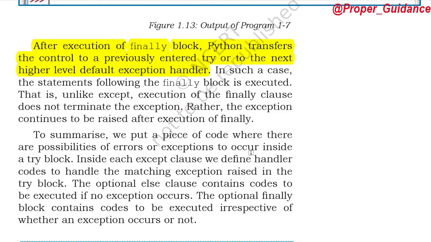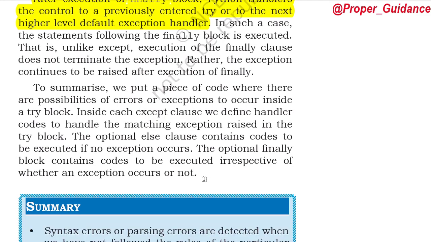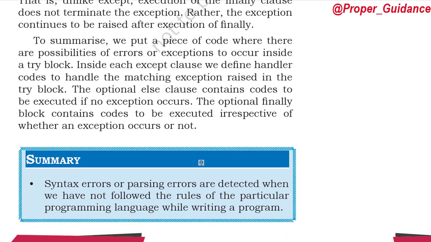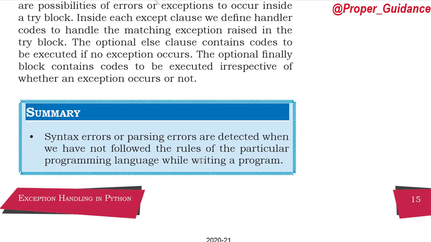To summarize, we put a piece of code where there are possibilities of errors or exceptions to occur inside a try block. We define handler codes inside each except clause to handle the matching exception raised in the try block. The optional else clause contains code to be executed if no exception occurs. The optional finally block contains code to be executed irrespective of whether an exception occurs or not.